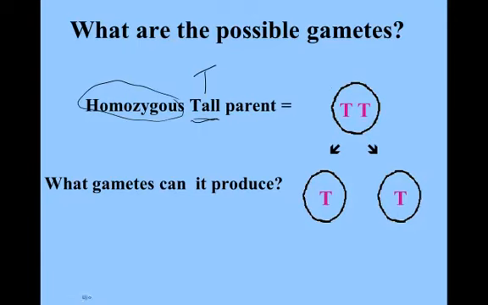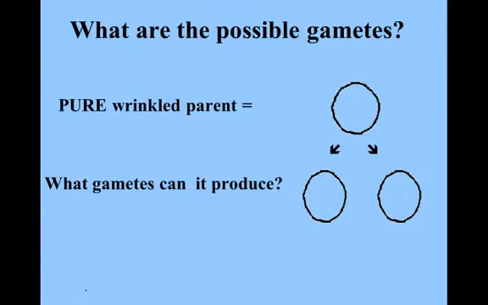Okay, let's try another one. How about a pure wrinkly parent? Remember our letters we talked about, big R is for round, and little r is for wrinkly. So I'm going to use little r, wrinkly. And pure now, remember, pure is a clue word. It's telling me how many letters I need that are the same or different. Pure means the same thing as homozygous.